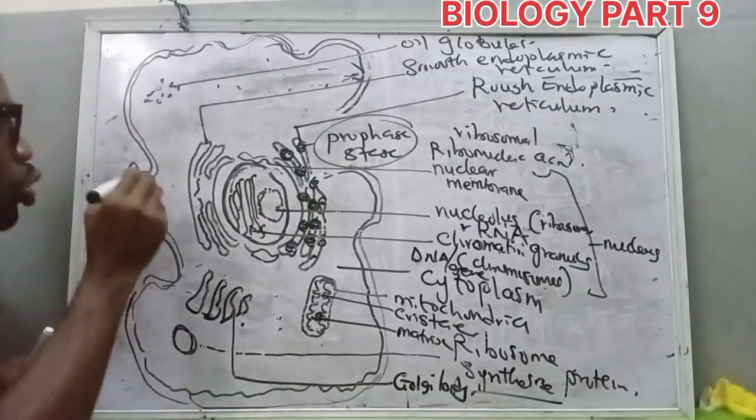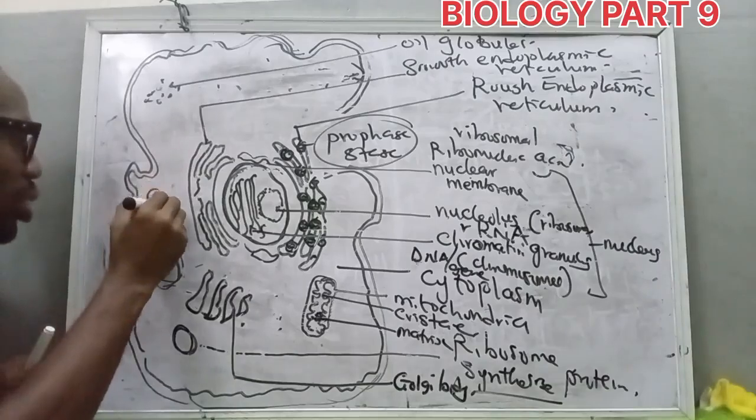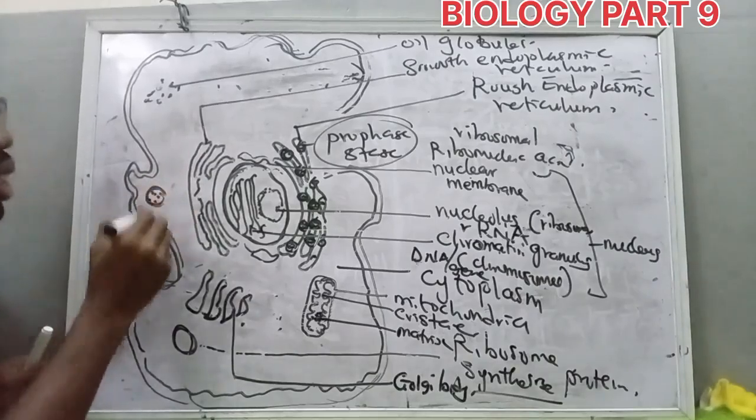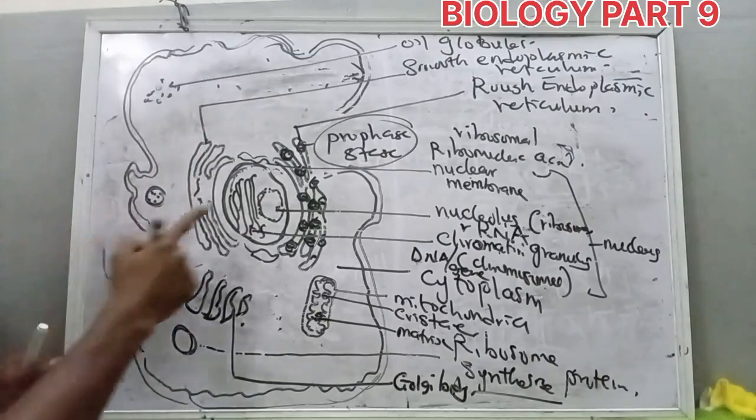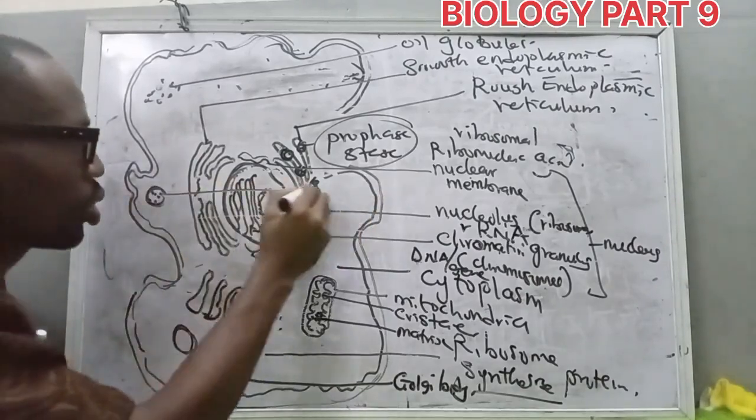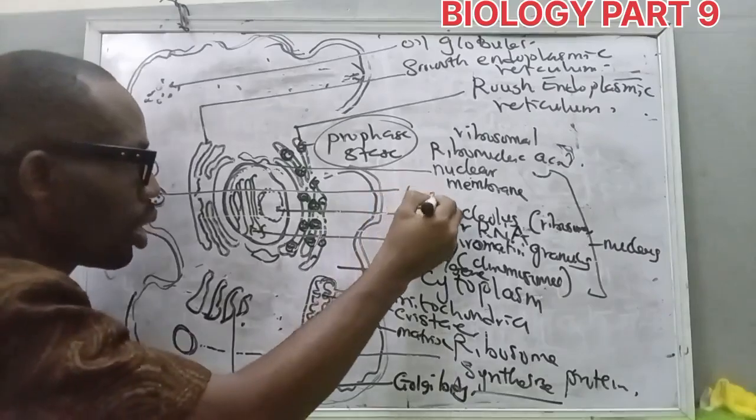Then there's another structure again. Very tiny structure like this. That structure, maybe I will label it. Let me try and see if I can get it here. This structure is called lysosome. Lysosome.